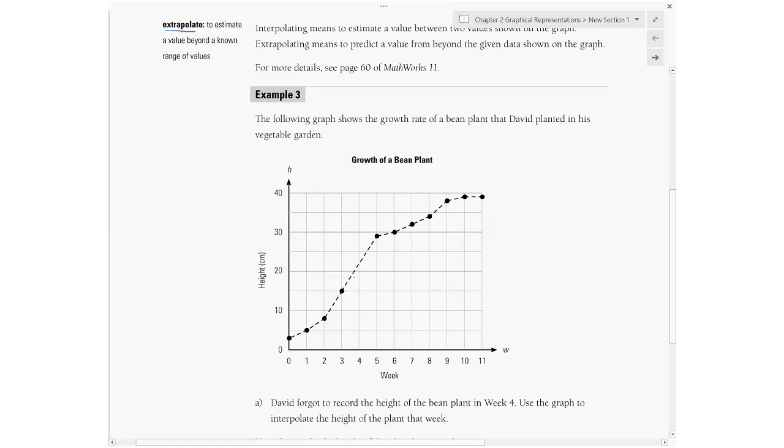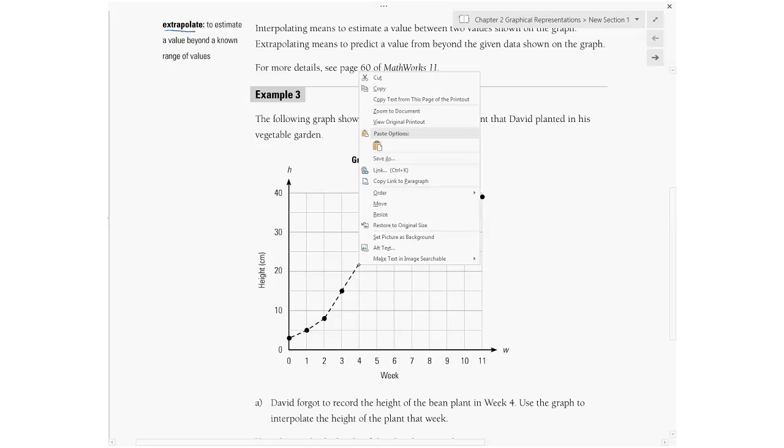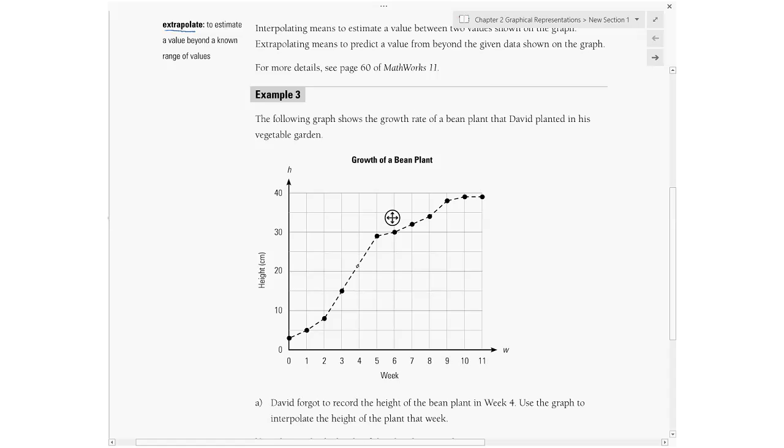So we have this dotted line. Where does this dotted line meet week 4? Well, right here. Right there. And how high is it? Well, it's a little taller than 20 centimeters. This would be 25, not quite, so I'd say maybe 21 or 22 centimeters. Make sure you have your units.